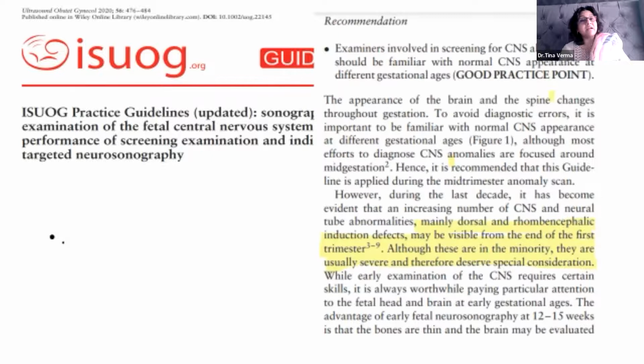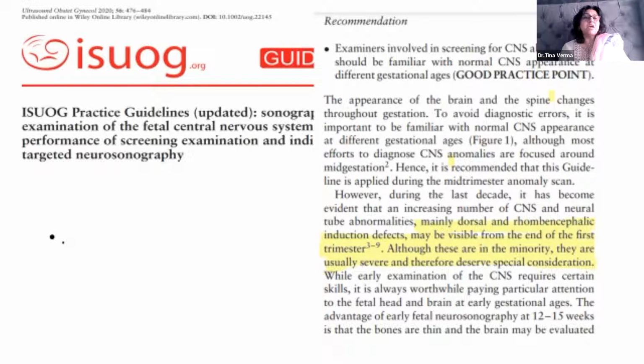They give us clear guidelines and recommendations that examiners involved in screening for CNS abnormalities should be familiar with the normal CNS appearance at different gestational ages. Mainly, dorsal and rhombencephalic induction defects may be visible as early as the end of the first trimester. Although they are in the minority, they deserve special mention because they are generally very severe and are lethal.